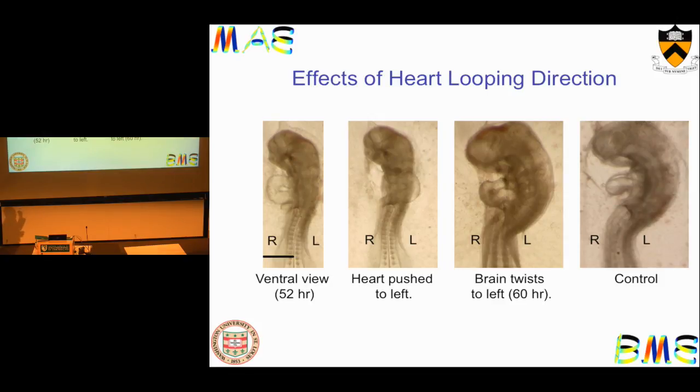So we've done a series of experiments to test this. When the heart is kept on the left side, the brain twists in the opposite direction. If there's no membrane to keep the heart on the left side, then the heart will return to the right-hand side, and then we'll assume the normal twisting direction.